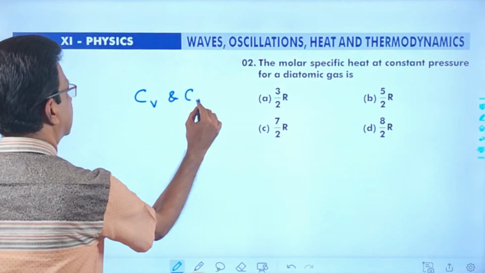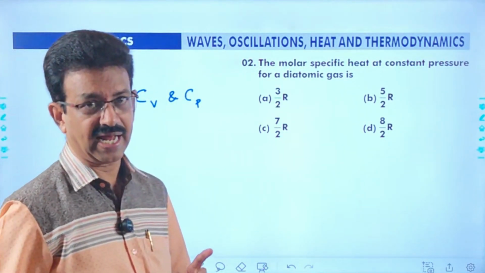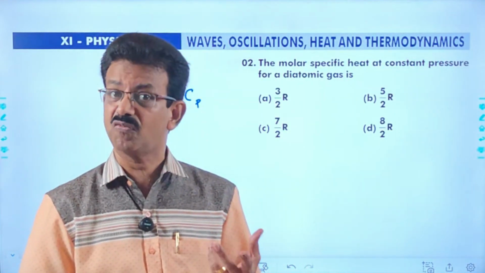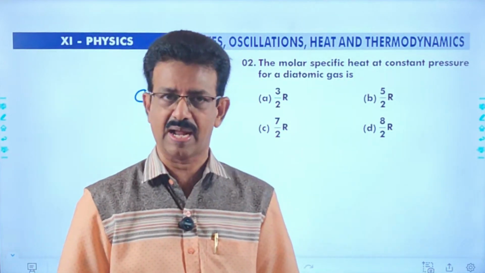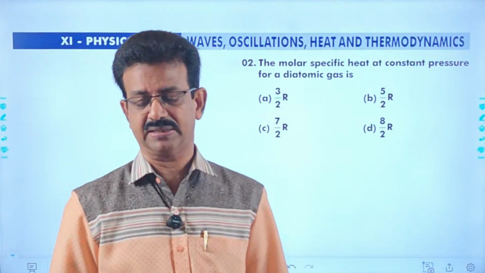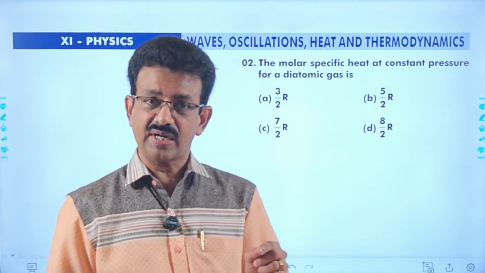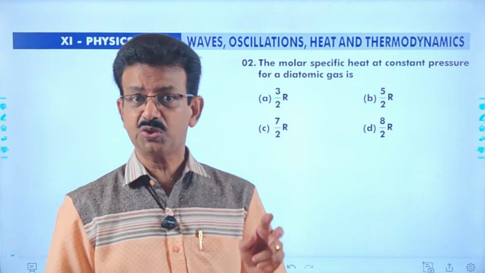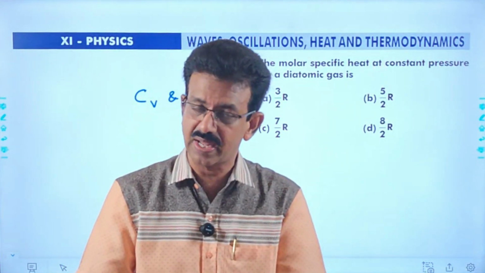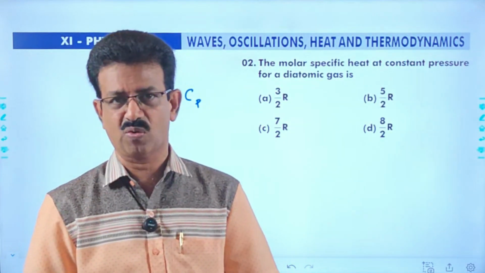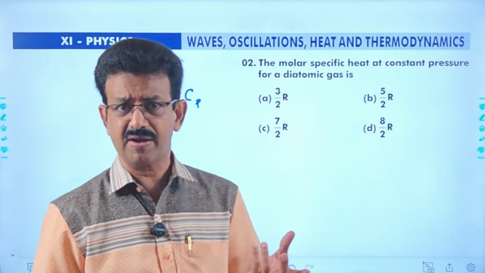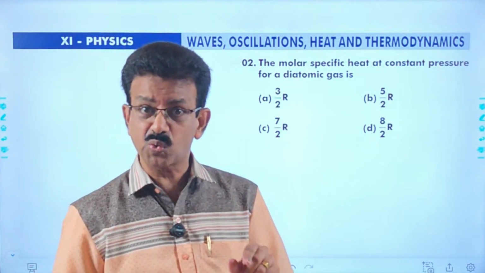But usually for gases, it will be more convenient to measure the quantity in terms of moles instead of gram or kilogram, that is, in terms of moles instead of in terms of mass. Therefore, if the quantities are measured in terms of moles, the two specific heats are molar specific heat at constant volume and molar specific heat at constant pressure. Also represented by Cv and Cp, but we have to identify the exact meaning by observing the units.